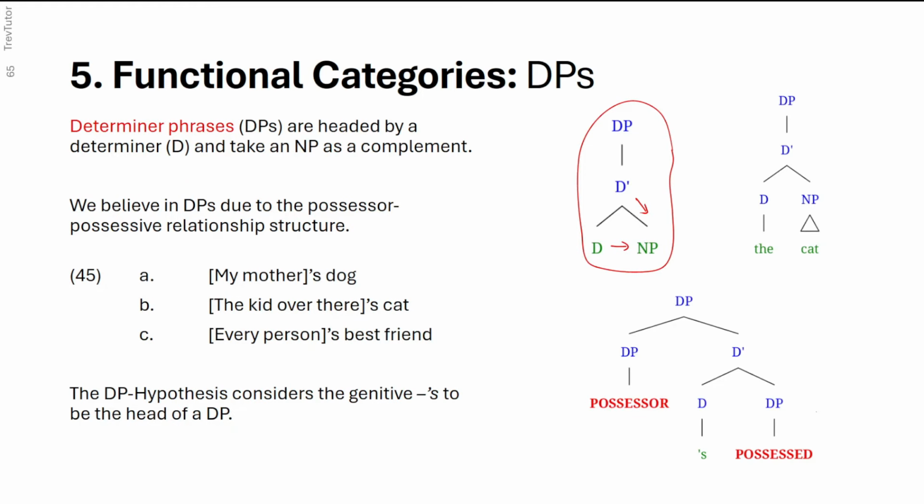So if we have something like the cat, then the is going to be a determiner, and cat would be a noun phrase. If we wanted a more elaborate structure, we would still write our noun phrase and bar and n below it before we get to cat.